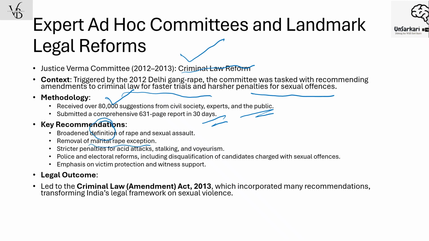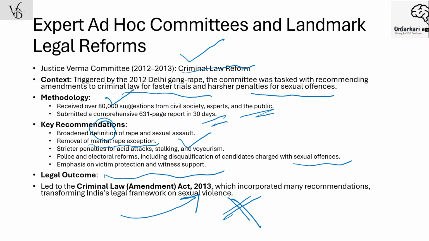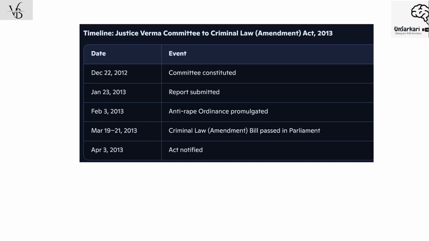Removal of marital rape exception, stricter penalties on acid attacks, stalking and voyeurism, police and electoral reforms, including disqualification of candidates charged with sexual offences, emphasis on victim protection and witness report. And it led to the Criminal Law Amendment Act 2013, which incorporated so many recommendations, transforming India's legal framework on sexual violence. So if we see Justice Verma Committee's work, then December 2012 to April 2013.